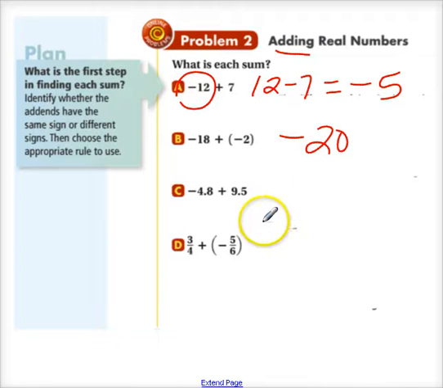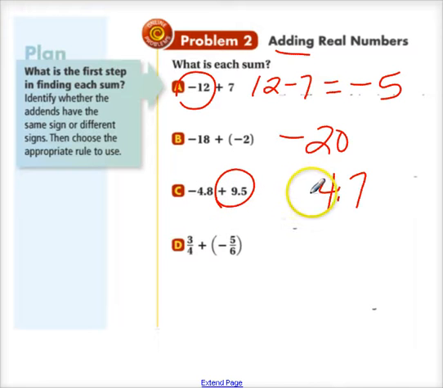Part C. Negative 4.8 plus 9.5. I see that these numbers have different signs, so I'm going to subtract them. I'm going to take 9.5 and subtract 4.8. I get 4.7. And because this number had the greatest absolute value and it's positive, my answer is positive 4.7.